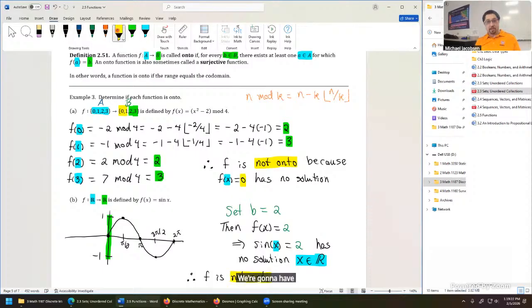We're going to have one onto example, I promise. I think it's the next one. But any questions thinking about the sine wave problem?